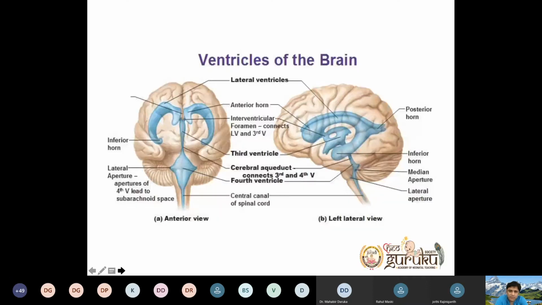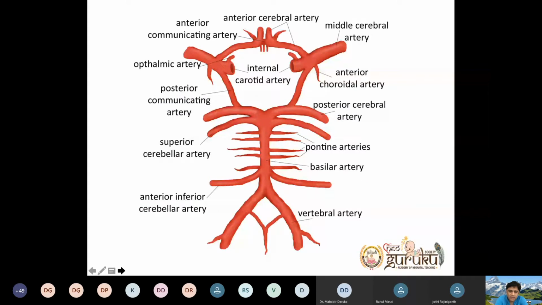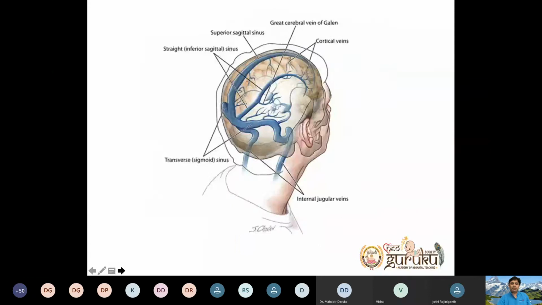So the ventricular system I've already told you. This is the circle of Willis. This is the boon for the brain, because of the communicating arteries: if there is a block in any of the arteries, the anterior communicating artery or posterior communicating artery will always give spare supply. That is the beauty of the circle of Willis. It will try to compensate and cover if there is any block in the circulation.